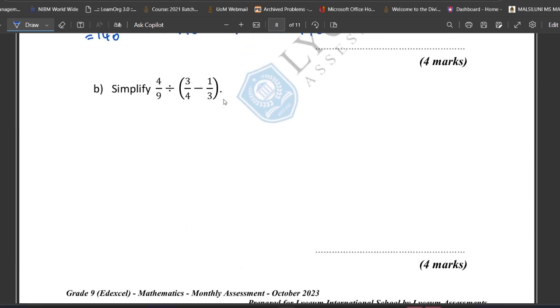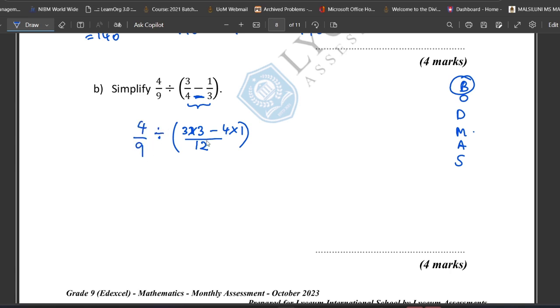And in the B part I get this one. So in BODMAS I have to do the brackets first. So H2 first. We know the LCM of these two is 12. This one 3 times 3 minus 4 times 1. Then I get 9 minus 4, it's 5 over 12.